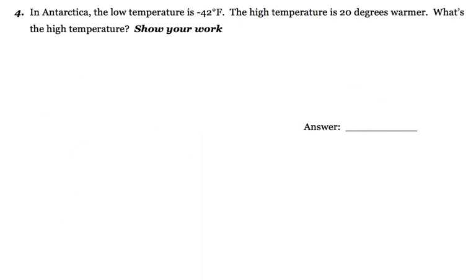Alright, slightly trickier. In Antarctica, the low temperature is negative 42 degrees Fahrenheit. The high temperature is 20 degrees warmer. What's the high temperature? A high temperature in Antarctica is still going to be pretty cold. But here we go. The low temperature was negative 42 degrees. And then it says the high temperature was 20 degrees warmer. Warmer is telling us a direction. It's telling us that the temperature is going up. So I'm going to use addition, and it's going up 20 degrees.